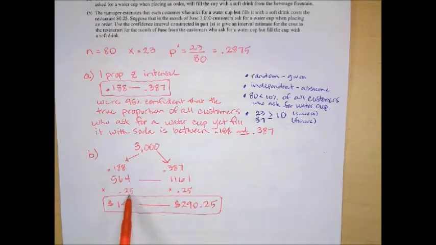Now, each one of those people who do this costs the place 25 cents. So now we're going to convert the number of people to money. So the low end of the interval says, hey, it's costing us 141 bucks, and the high end of the interval says $290.25.